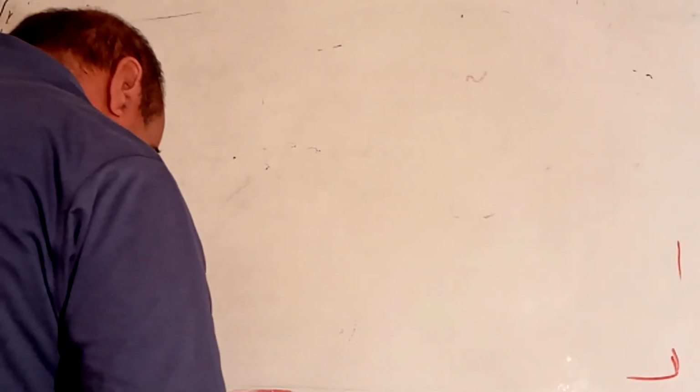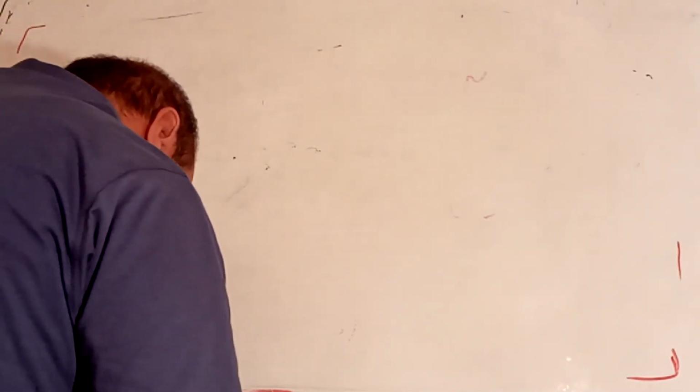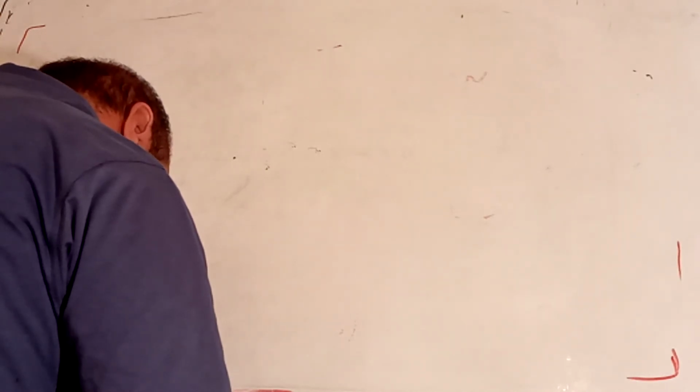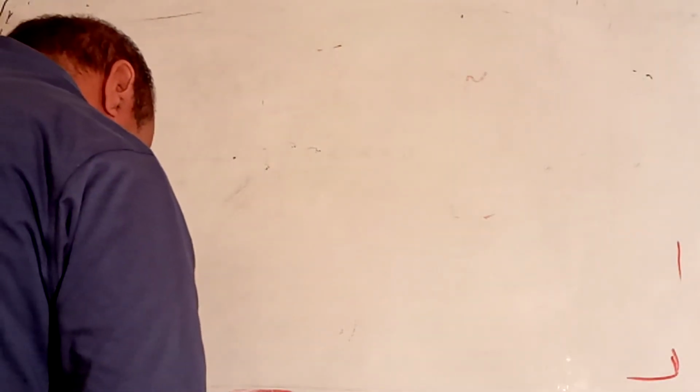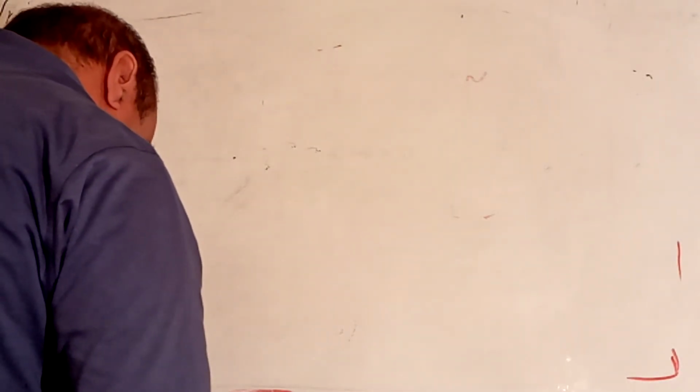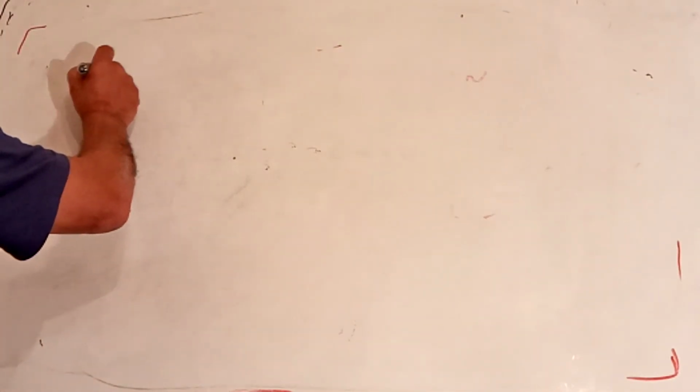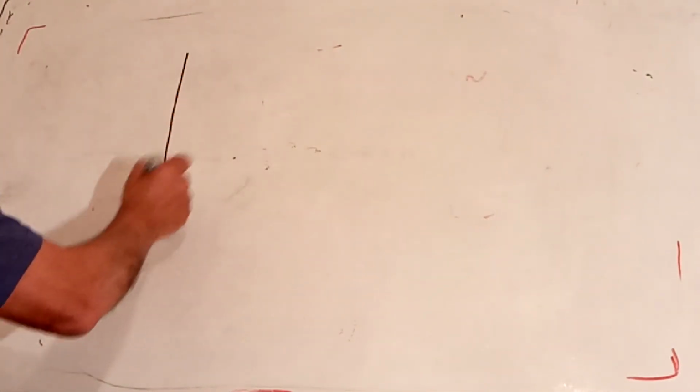Okay, let's go to number B. Find the coordinates of the reflected points when each point is reflected on the y-axis. I will not reflect all of them, but I will just show you what it is, okay? Let me show you.